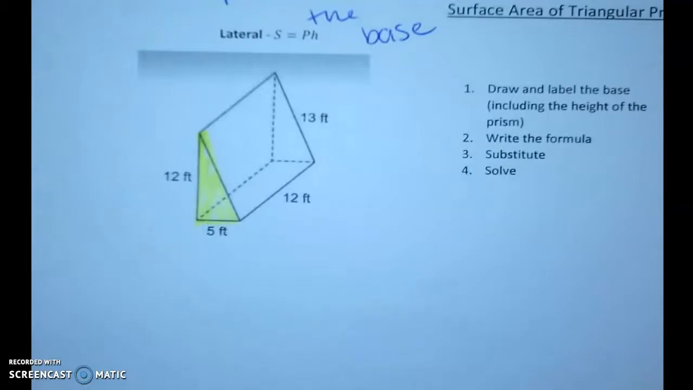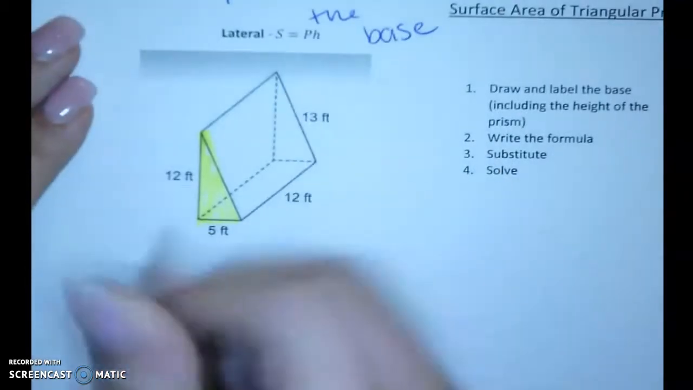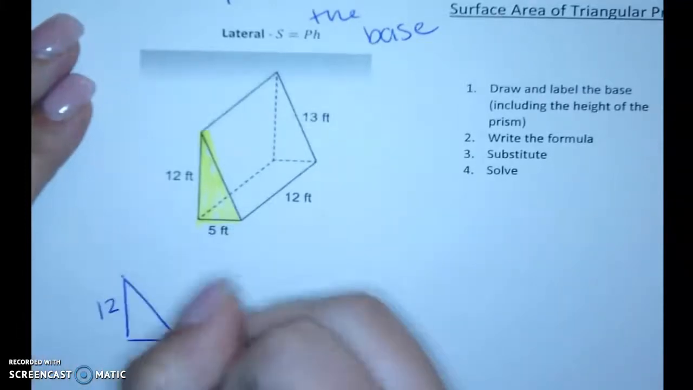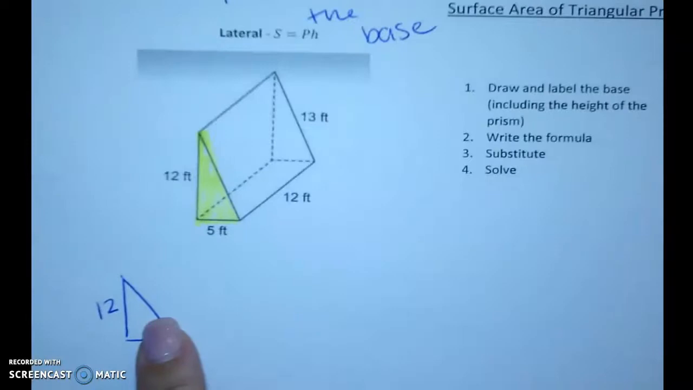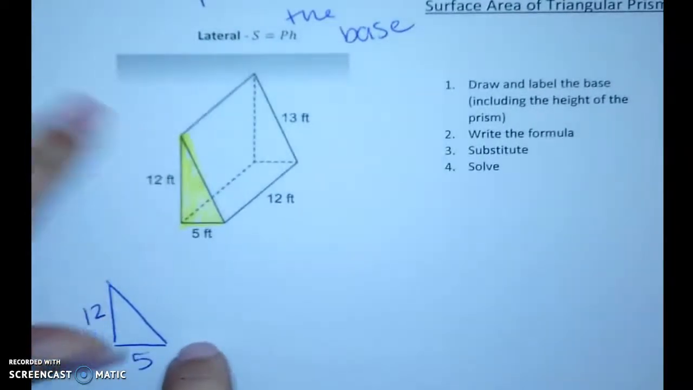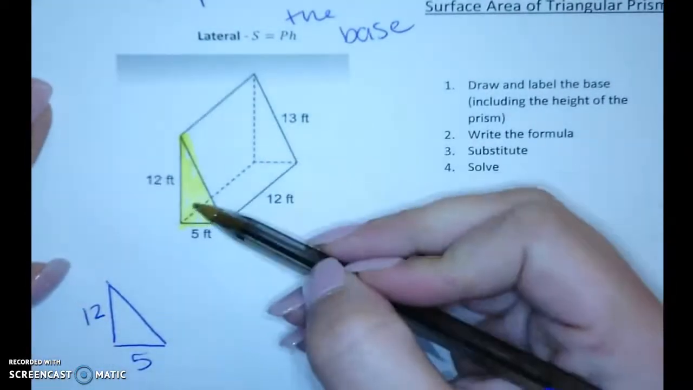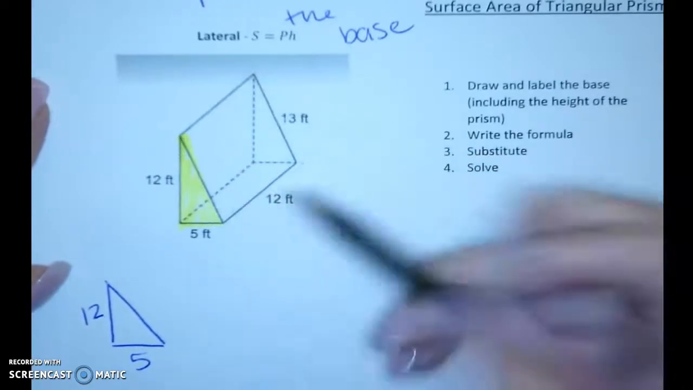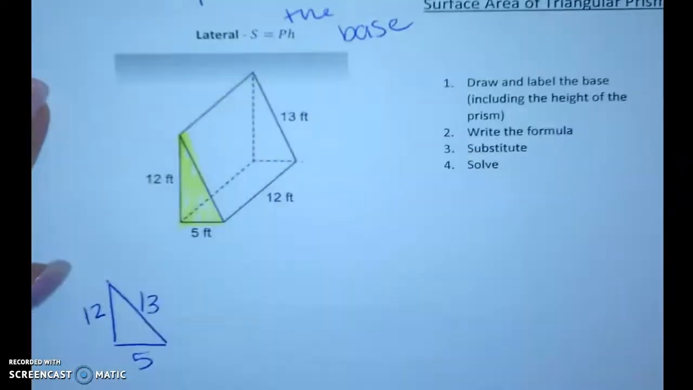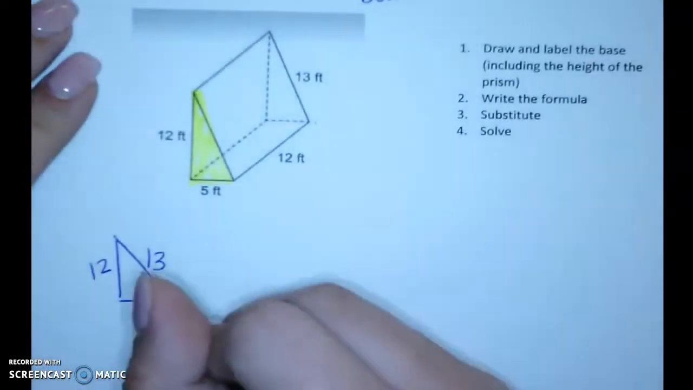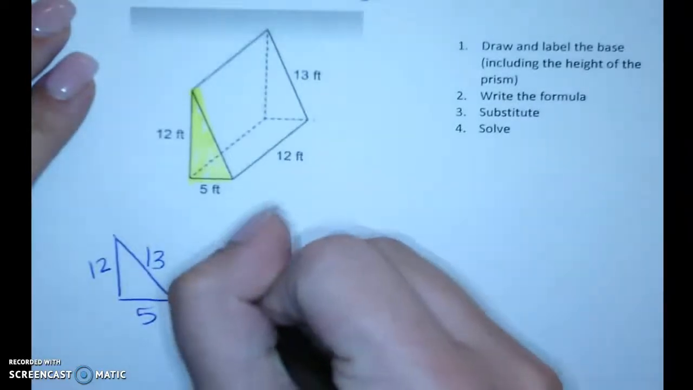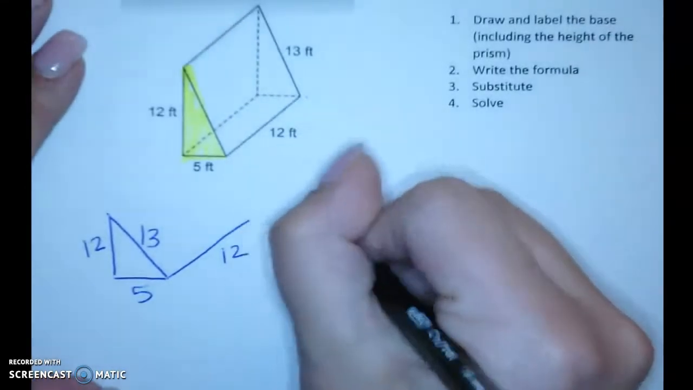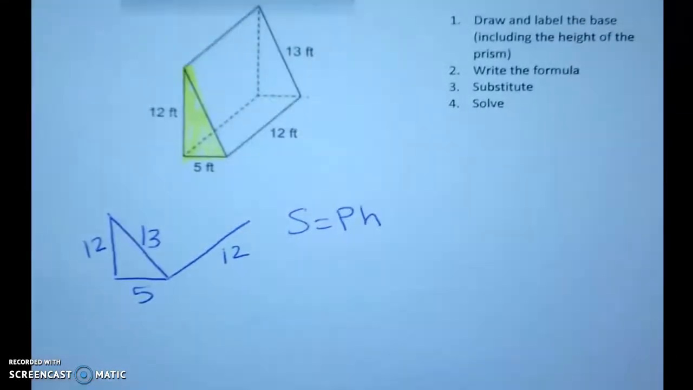So, we're using the lateral surface area formula, so I'm going to go ahead and draw my base. Label every side 12, 5. Now, notice we don't have this side, but these bases are parallel and they're congruent, which means they're exactly the same. So if this length is 13, this length is also 13, so I'm going to write that right here. All right? And then you have to draw a line just to represent the height of the prism, which is this 12, okay? So I'm going to write the formula, S equals big P times H.